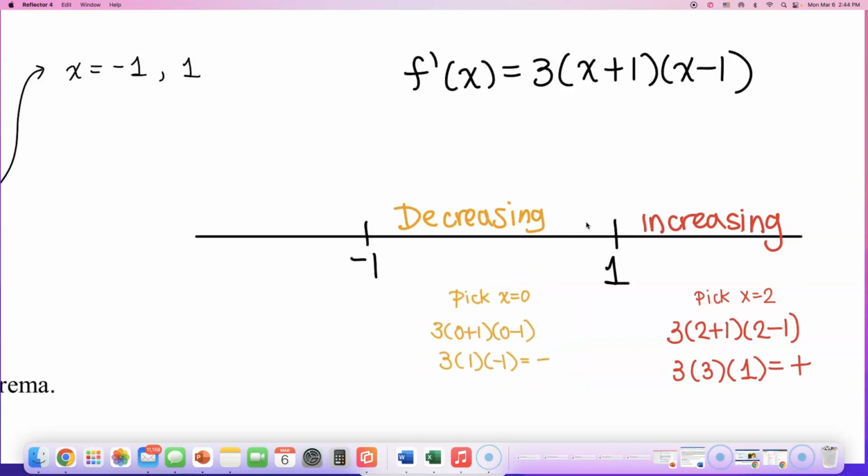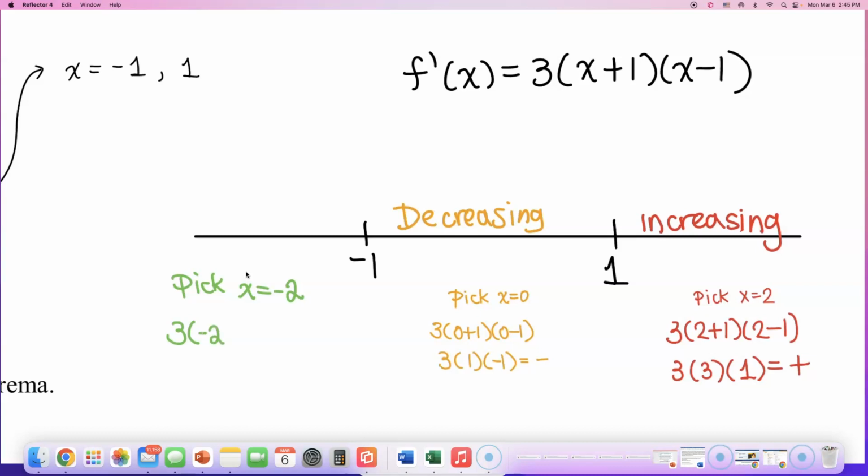So we have to pick a number that is smaller than -1 this time because that's to the left of it. So pick, I will say x equals -2 because that's to the left of it, right? So if I plug in -2, what will I get? 3 times -2 plus 1 times -2 minus 1. That is 3 times -1 times -3. Well, if I do negative times negative, that will give me positive.